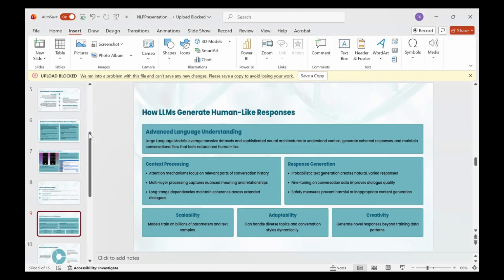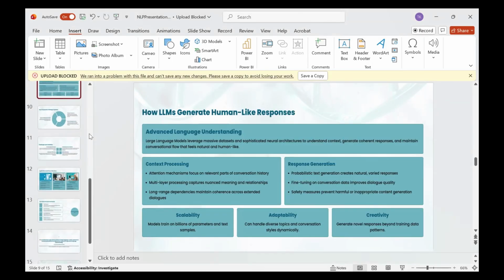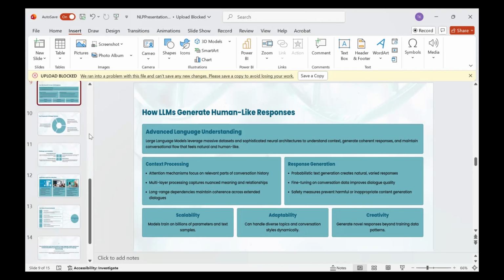So coming to the next slide, how large language models sound like humans. Large language models generate human-like text by focusing on four core areas. There is advanced understanding. They use huge datasets and complex computer brains, which makes them understand language, not just memorize the words.